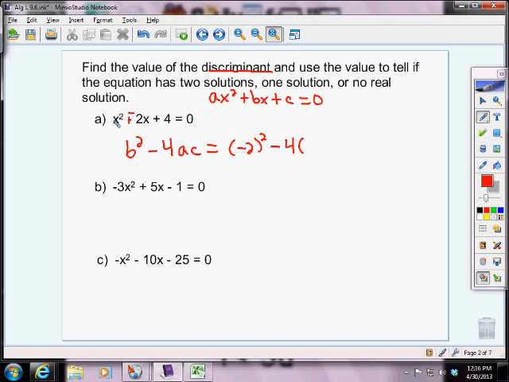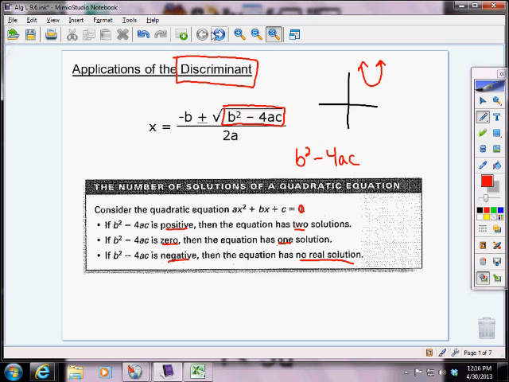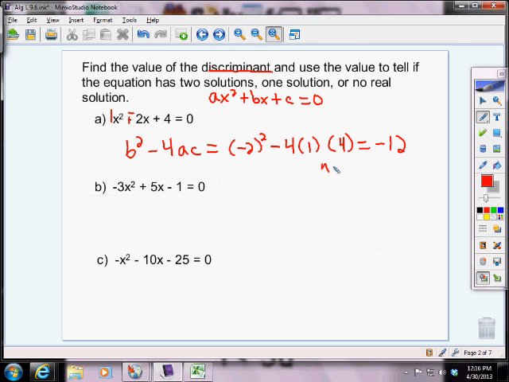Minus 4 times my a. Well, what's my a? It's my coefficient of x squared, which is just 1, times c. c is a constant being added on, which is 4. So you just type this into your calculator and you get an answer of negative 12. Great. What does that mean? Use the value to tell if the equation has two solutions, one solution, or no real solutions. If it's negative, then it has no real solutions. So we know that if we were to graph this, the parabola would not hit the x-axis. Okay, so it has no real solutions.